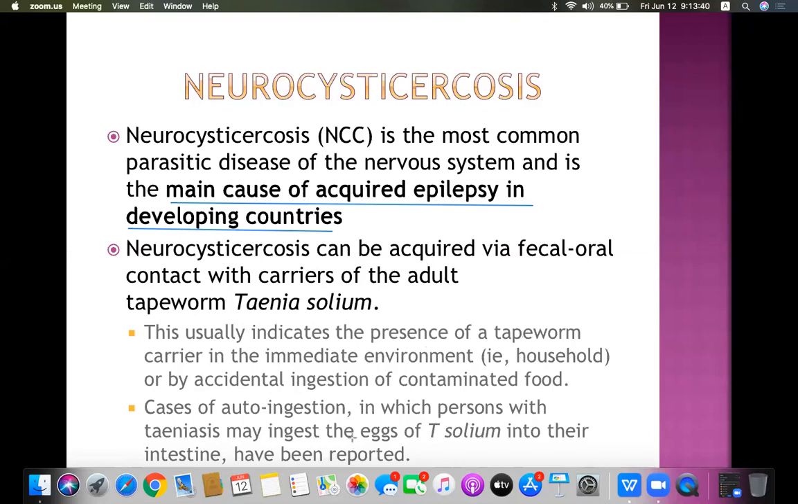Now, there are very few cases of auto-ingestion. Auto-ingestion means the person with taeniasis, or adult tapeworm disease, may ingest the eggs of Taenia solium into their intestine, and these types of cases have been reported. For example, from the anal region, somehow their hand is contaminated with those eggs, and while eating food, the eggs go again into the intestine. Now, the intermediate host is not involved here. The pig is not involved at all. This is how neurocysticercosis can also occur. But just think about how common it is. This is not common at all. Maybe only a few cases can occur like this.